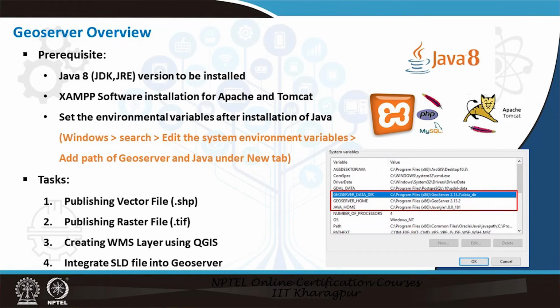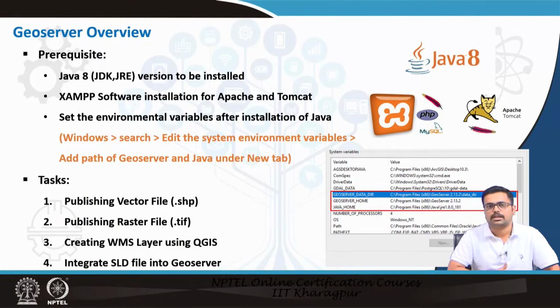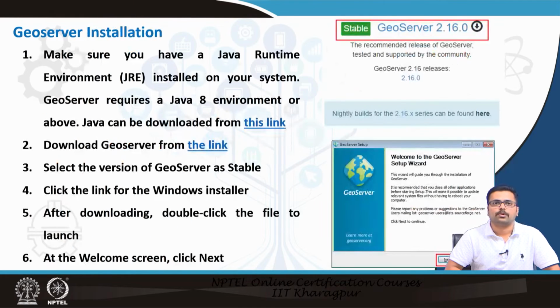So in this particular hands-on, we are going to see 4 different tasks. The first one is how to publish a vector file, and the second one is how to publish a raster file, that is in .tif format. Then we will also see how to create a WMS layer, that is nothing but Web Map Service, using QGIS, and how to create an SLD, that is nothing but Styled Layer Descriptor, outside GeoServer, that is in QGIS, and then how to bring that particular file into GeoServer, that also we are going to see.